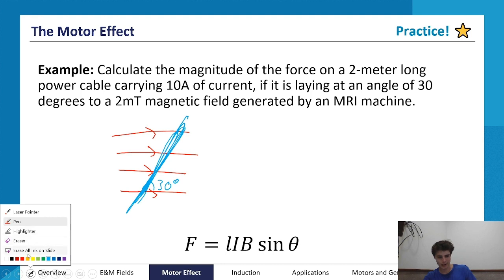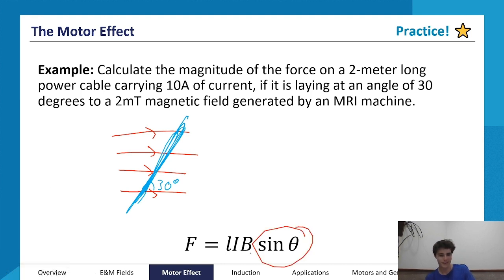I realized I didn't mention it when I brought up the formula, but the sine theta works in the exact same way as it did for the single individual particles before. It reaches a maximum when it's acting perpendicularly, and it reaches a minimum when it's acting in parallel.